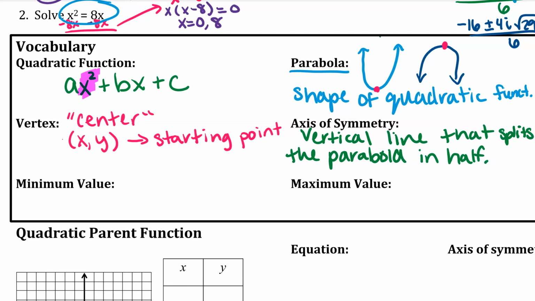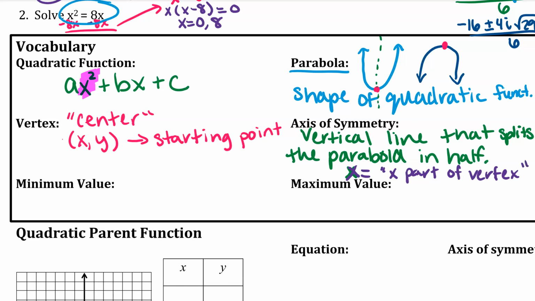So here's my little parabola. If I drew a line right there, it would cut through. Now your axis of symmetry is always an equation, x equals, and then you always put in the x part of the vertex. And we're going to work on that too.